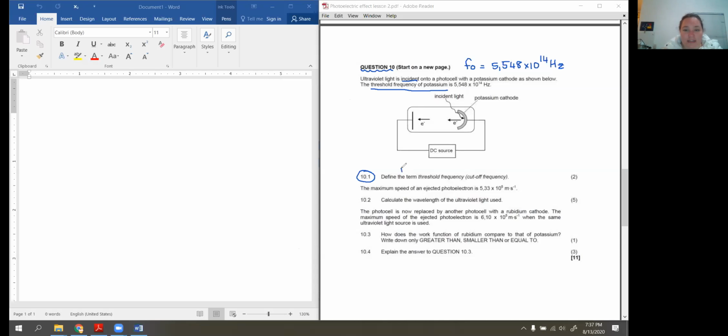So this is the minimum frequency of light required to emit an electron from a metal surface, or from the surface of a metal.